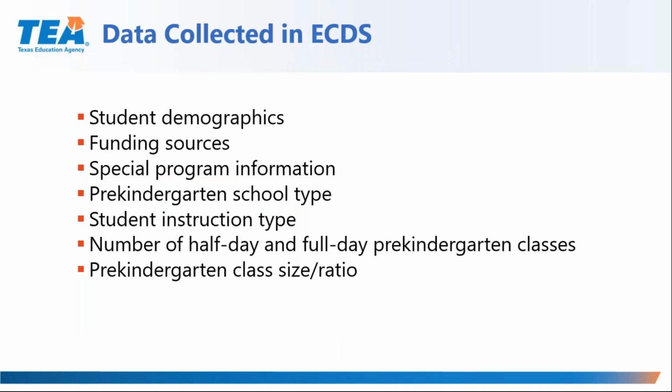So there are a number of data elements collected in ECDS, and I'm going to go through a few of them today, or the majority of them today. Student demographics, funding sources, special program information, pre-kindergarten school type, student instruction type, the number of half-day and full-day pre-kindergarten classes, the pre-kindergarten class size and ratios. A lot of the pre-kindergarten program type and school type will include half-day, full-day, whether it's a public school, Head Start provider, or licensed childcare with those selections for partnership programs.